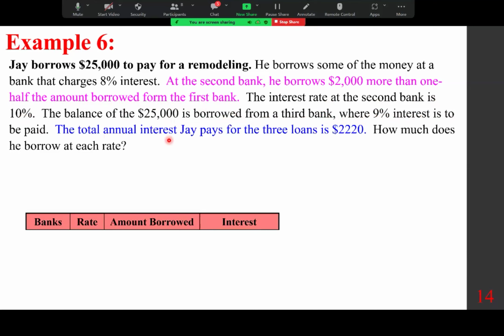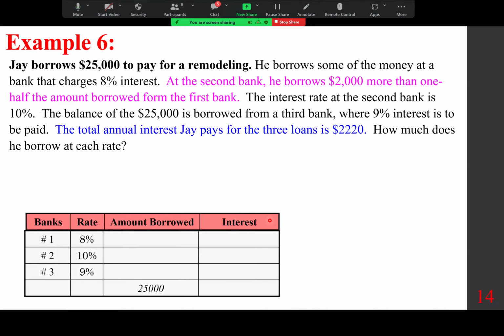The total annual interest Jay pays for the three loans is $2,220. How much does he borrow at each rate? So we have different banks, different rates, different amounts. We have different interests. So let's fill up the following table.